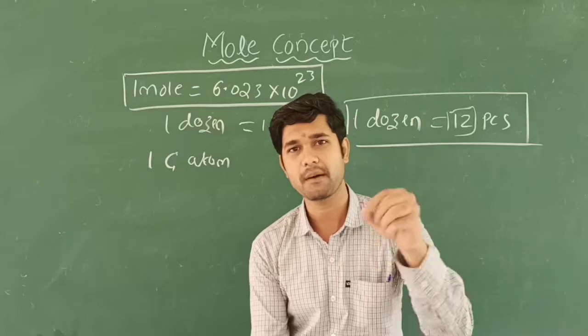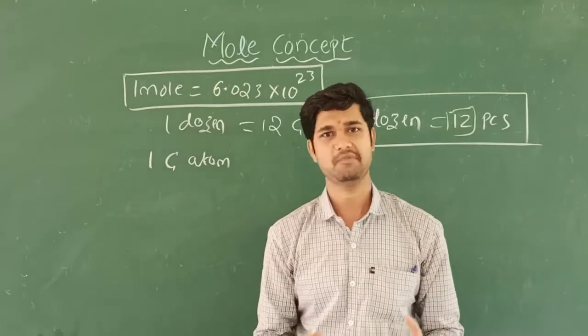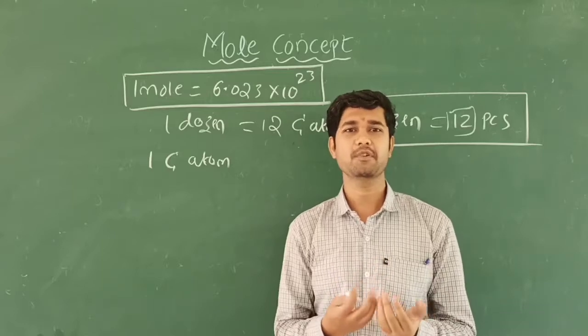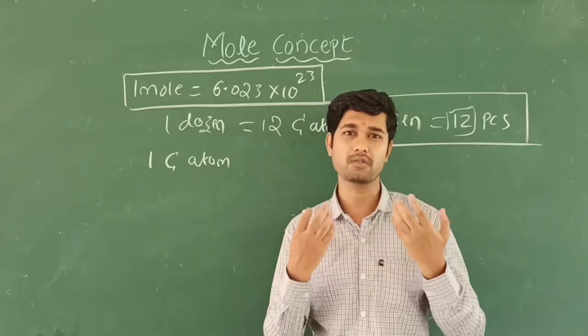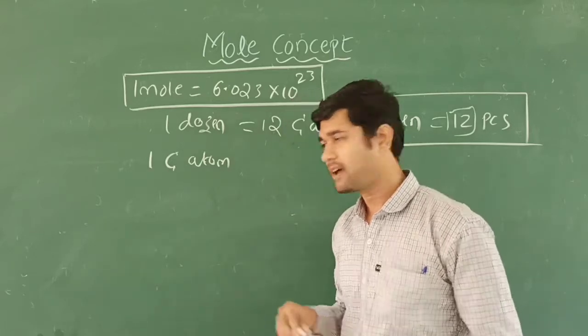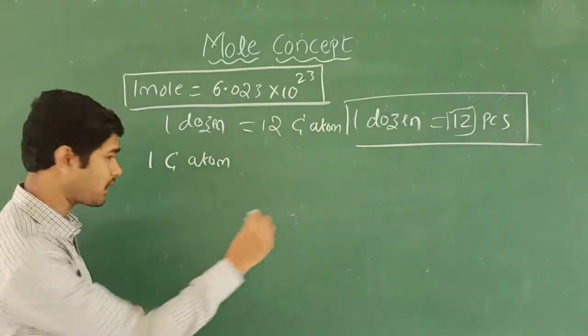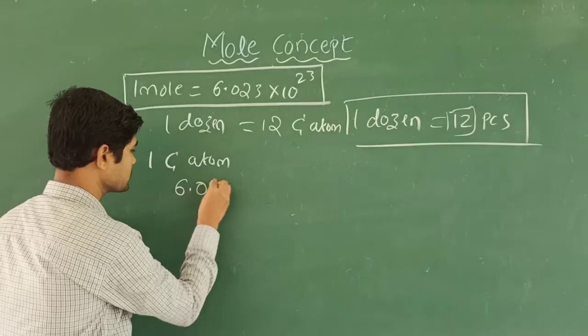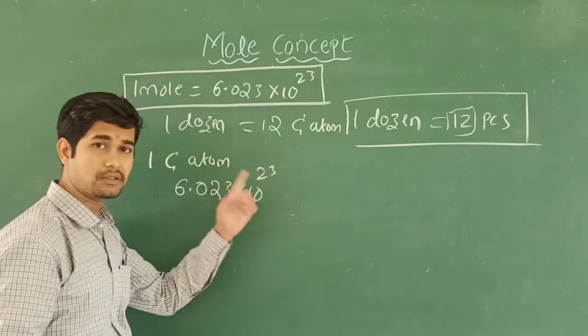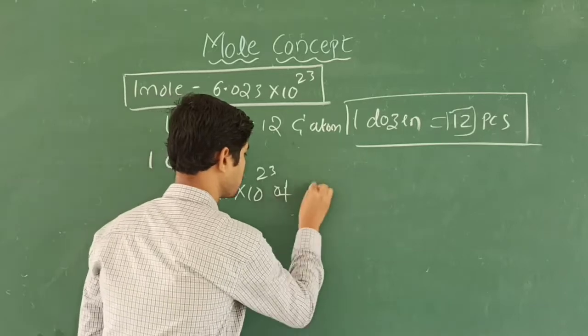If I put just 1 gram of carbon, can you measure one atom? No, it is not possible, because it is very small and you are not going to see it, right? So instead, I can tell you that the mass of carbon is given for 6.023 into 10 raised to 23 carbon atoms.